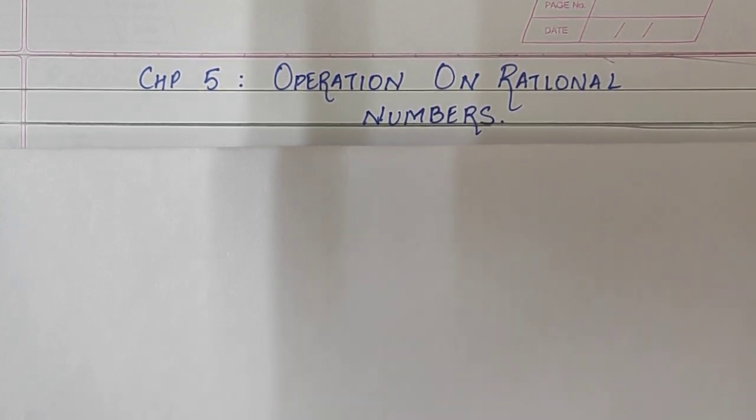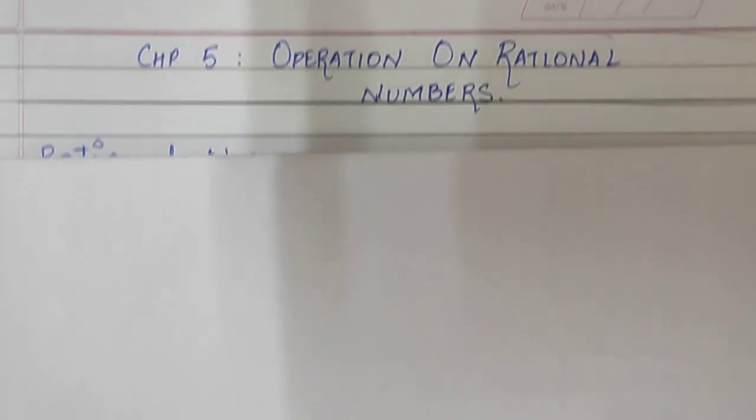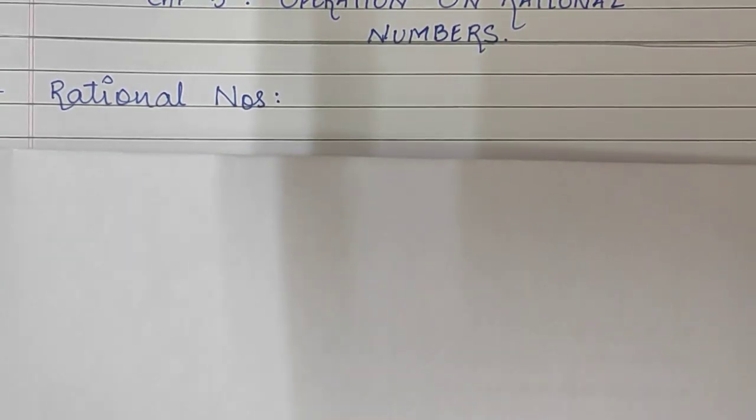In this chapter we will study what rational numbers are and how we can perform different operations like multiplication, division, subtraction and addition on them. Okay? So moving forward, what are rational numbers?